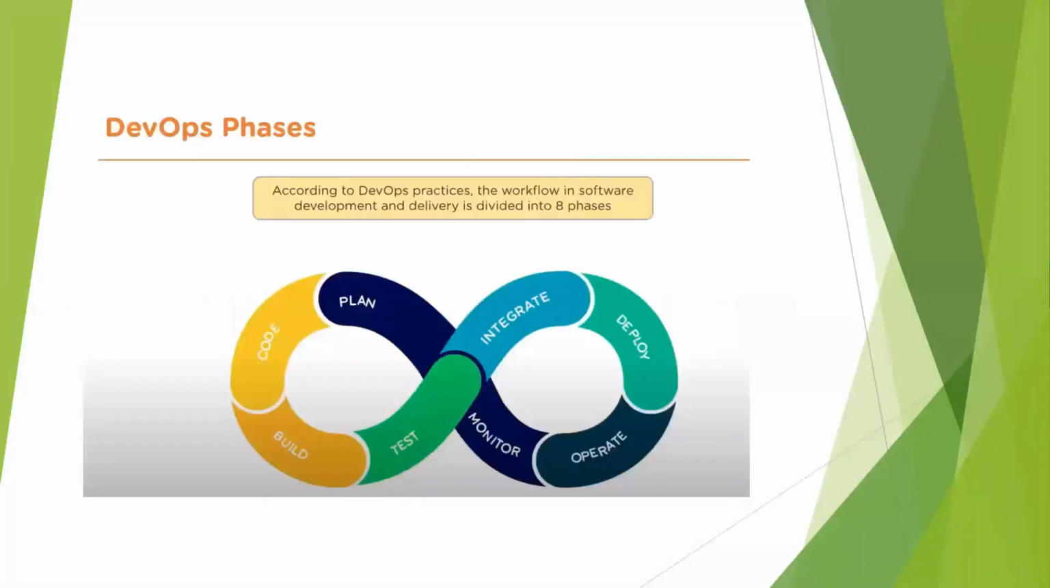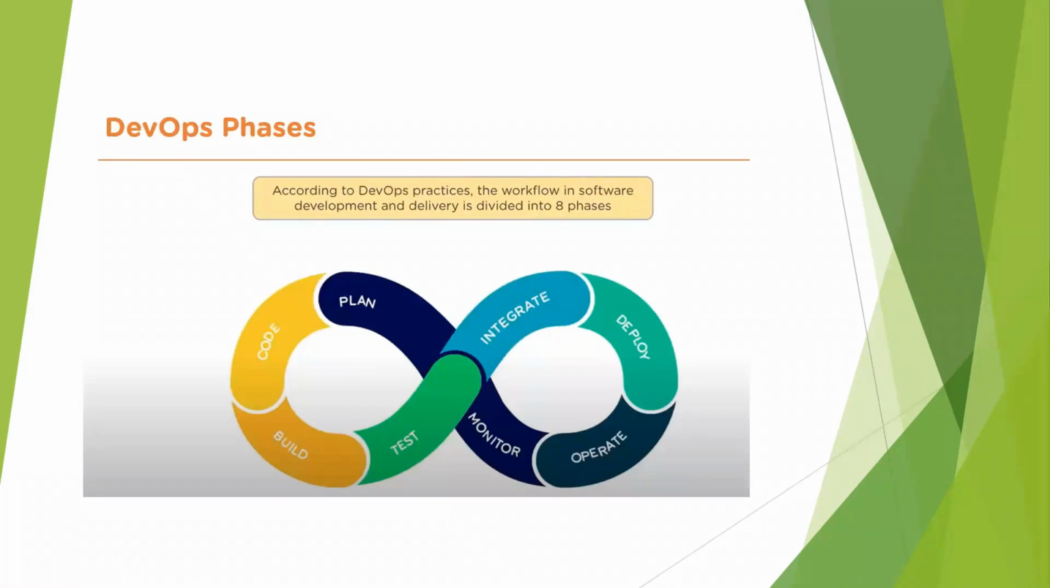So these are the typical DevOps phases. First, it will start with plan, then coding, build, test, integration, deployment, operations. This entire process will be monitored by a few monitoring tools. So what is here? It is an infinite loop. Once the plan is done, it will go immediately, it will come here. Again, it is a loop.